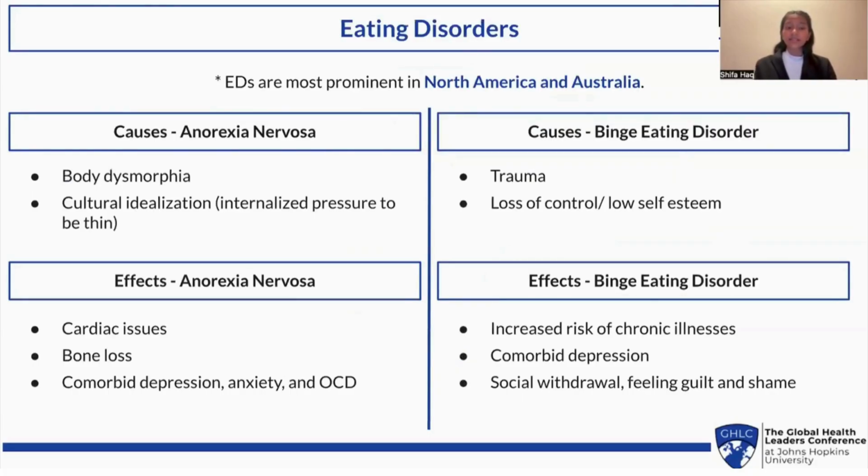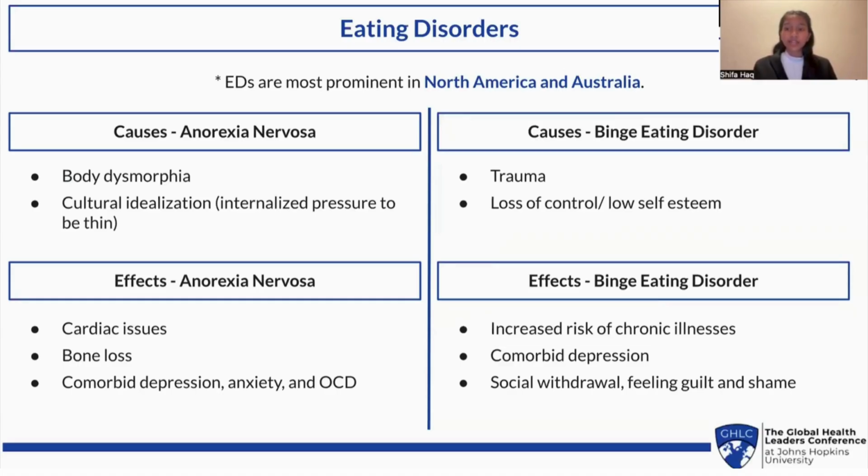Some causes and characteristics of anorexia nervosa can include body dysmorphia and cultural idealization, which can make individuals feel internalized pressure to look a certain way and to be thin. It can also include being afraid to gain weight. The effects of anorexia nervosa include cardiac issues, bone loss, which could lead to osteoporosis, and comorbid depression, anxiety, and OCD stemming from body dissatisfaction and body image issues.